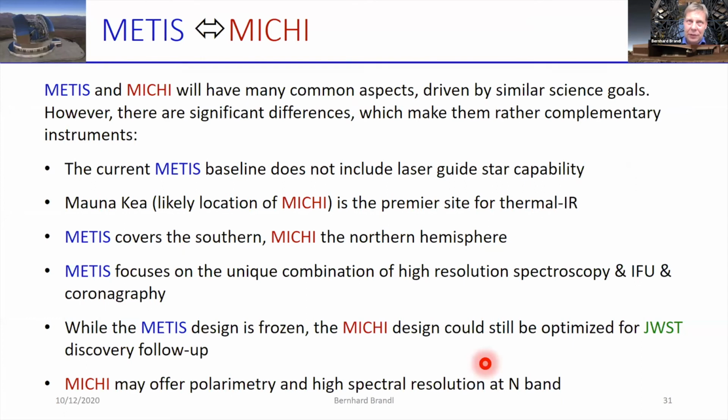METIS obviously covers the southern, MICHI the northern hemisphere. METIS focuses on a unique combination of high-resolution spectroscopy and IFU and coronagraphy, which I think will be superior for the study of the kinematics and composition of protoplanetary disks. And then you can say it's an advantage that we have a design that is frozen and we move to the construction. On the other hand, if there are some breakthrough discoveries in new areas by James Webb, it's too late for METIS to react. MICHI might. And also MICHI might offer polarimetry and high spectral resolution at N-band, and I think we will get some very exciting results to hear at this conference.